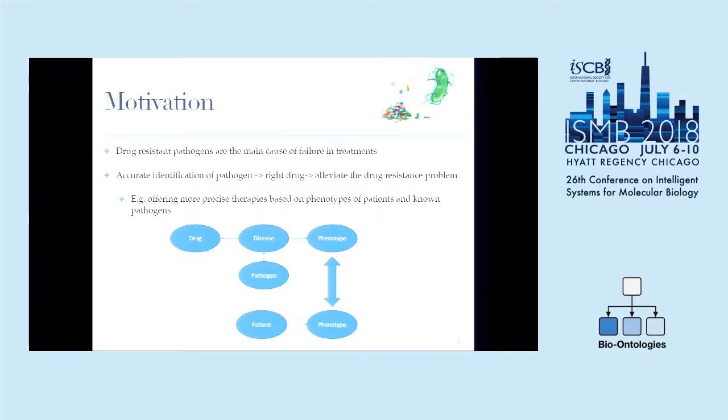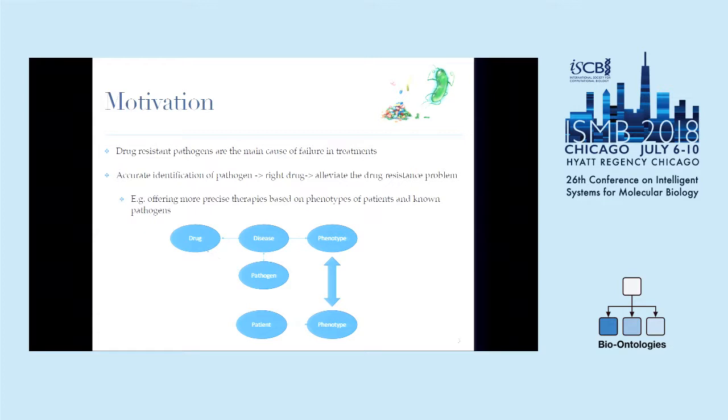And we use drugs to treat infectious disease. However, we mainly fail in the treatments due to resistant pathogens. Here, it is important to accurately identify pathogens. This will help us to prescribe the right drug and then alleviate the drug-resistant problem. And it is very important to have a resource on disease pathogen associations, for example, in order to offer more precise therapies.